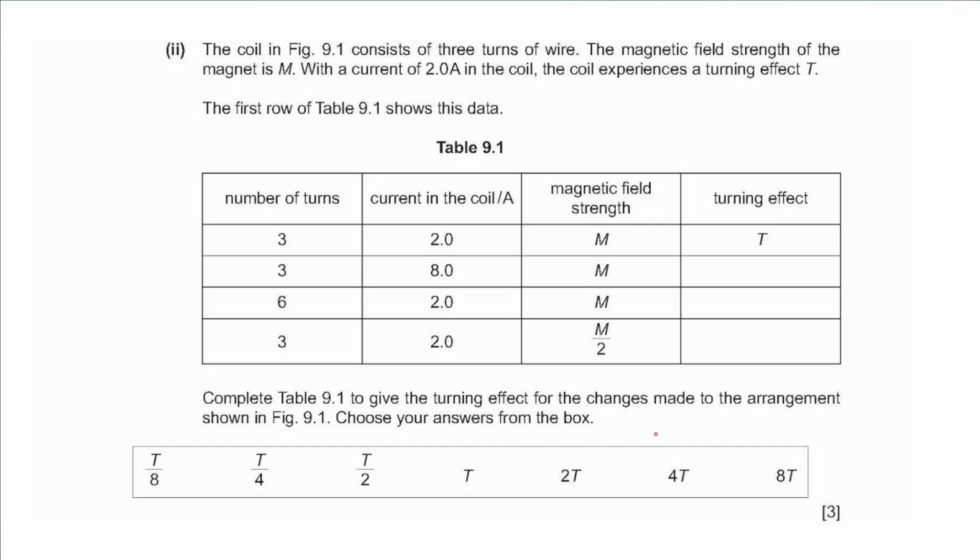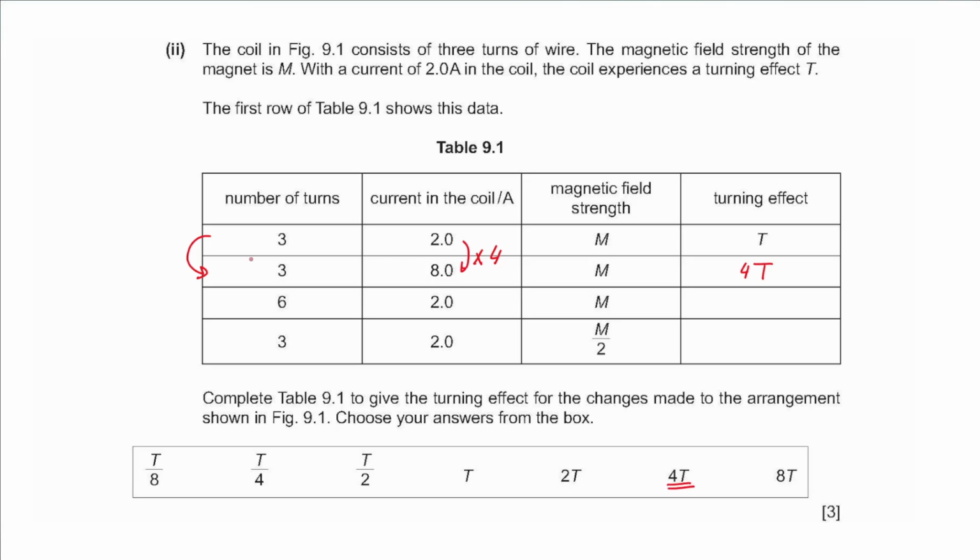We could change the number of turns of the coil or the current in the coil or the magnetic field strength. So going from the first one to the second one, the number of turns stayed the same, but the current was multiplied by 4 from 2 to 8, and the magnetic field did not change. So if the current is multiplied by 4, the turning effect will also be multiplied by 4, and we have that option here.